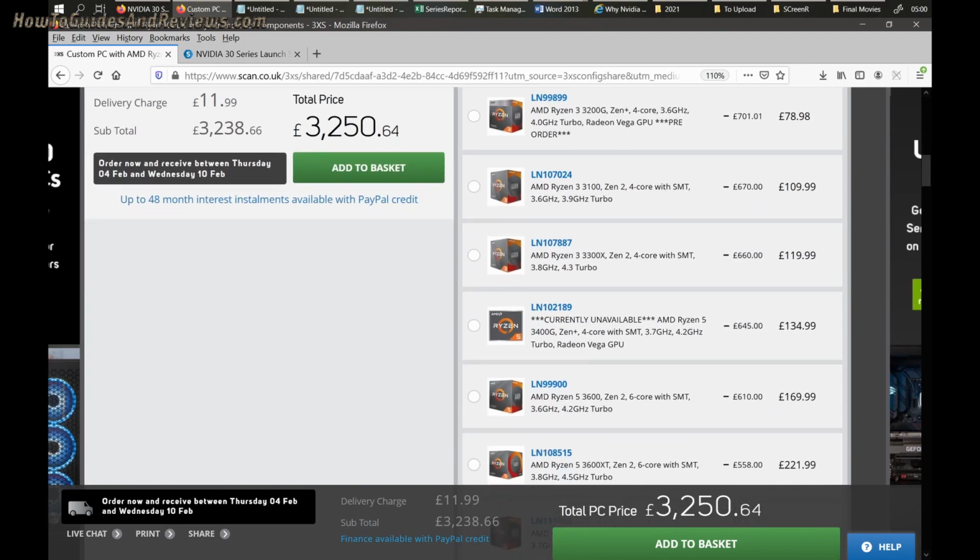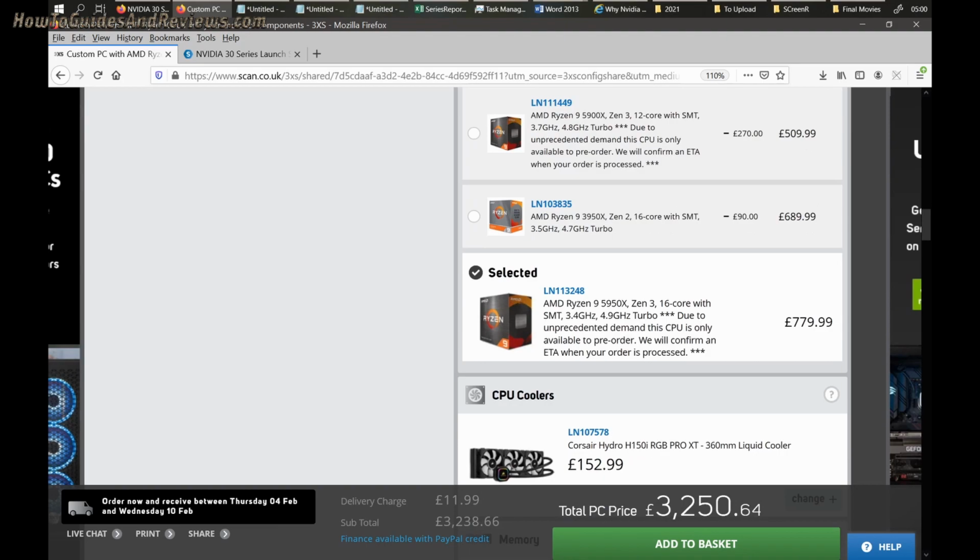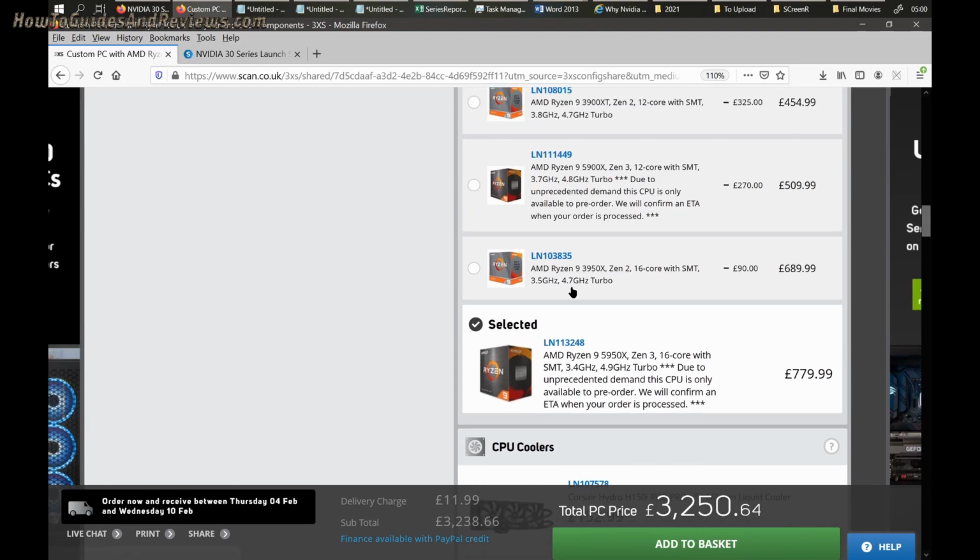And then we come to the big monster, the big price monster. The 5950X 16 core monster CPU. Most people are going for the 5900X because obviously it's a lot cheaper, £260 cheaper, but 16 core gives me the future proofing. I might not need more than 8 or 9 cores right now, but I know I'm going to be wanting more than 12 a few years from now. So 16 core gives me that future proofing.